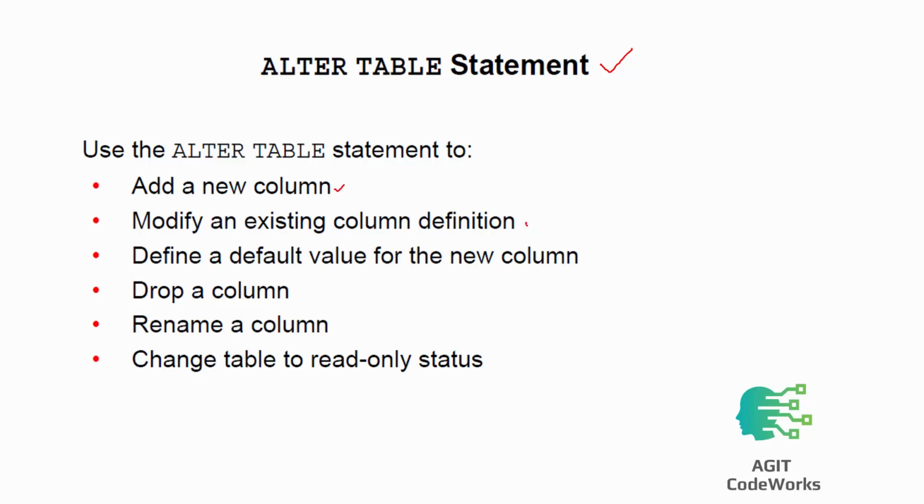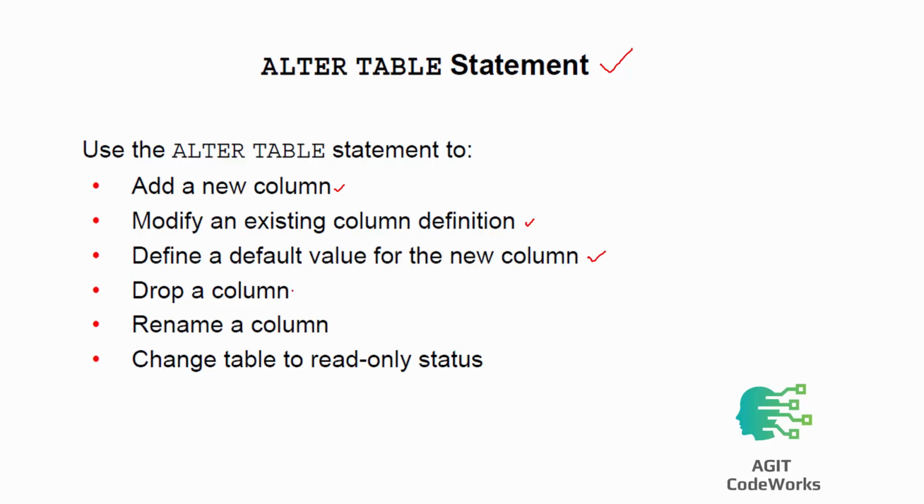Modify an existing column definition. By definition, I mean the data type and the constraints defined in it can still be modified. But please understand that when you are modifying a table, it still enforces its constraints unless these constraints are disabled. Define a default value for the new column. So we might want to define a default value for a column that already exists but doesn't have a default value, or even define a default value for a column I added newly.